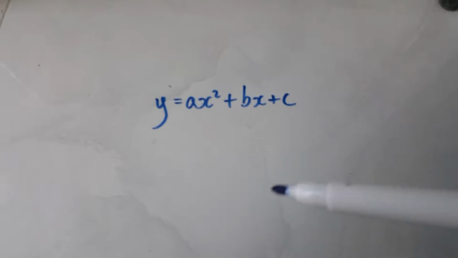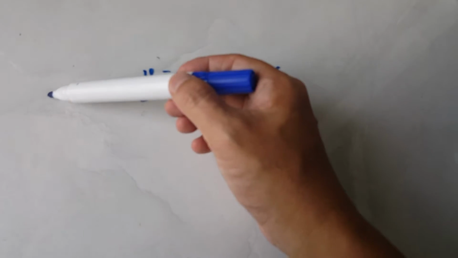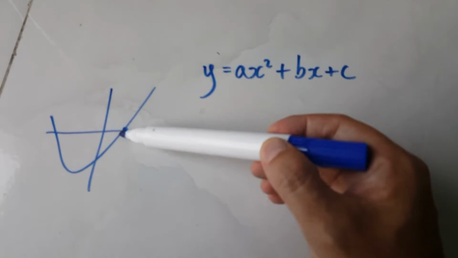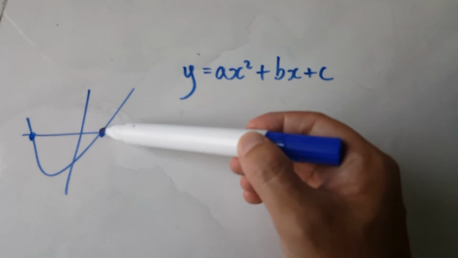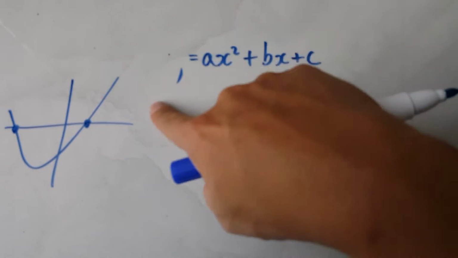In this video, we're going to derive the quadratic formula. So let's say you've got a quadratic equation. Let's just say the graph looks something like this. Our job is to find these 2 points. At these 2 points, the y value will be 0, so put 0 into the y.